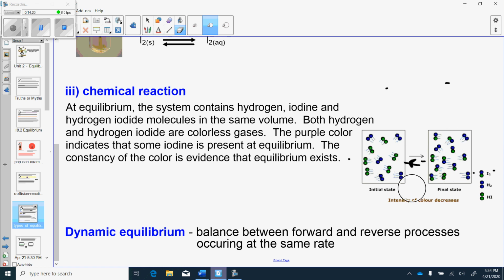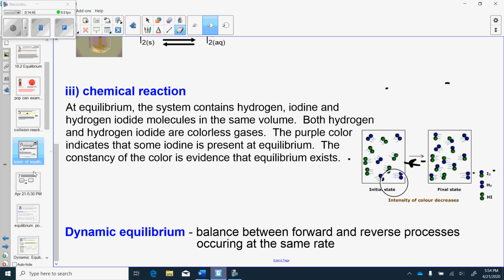When they're happening at the same speed, now it looks like to the naked eye nothing's changing, because as soon as you make a reactant, you turn it into product. As soon as you make a product, you turn it into a reactant. So to the naked eye, everything looks like it stays constant, but it's not. We have this continuous change, and that's what dynamic equilibrium is. I could talk about it for hours, but let's move on.